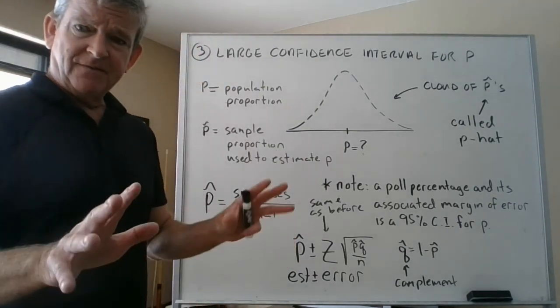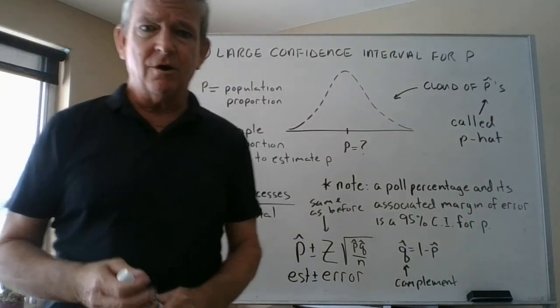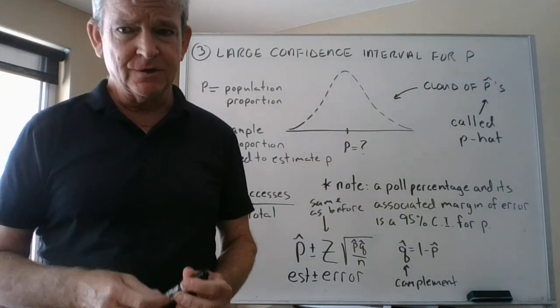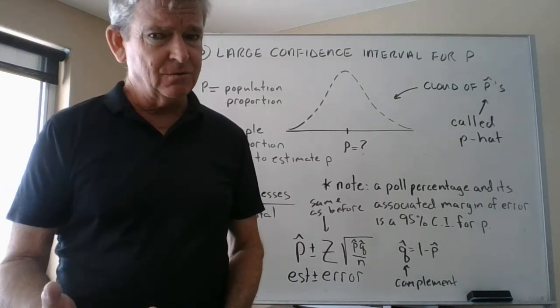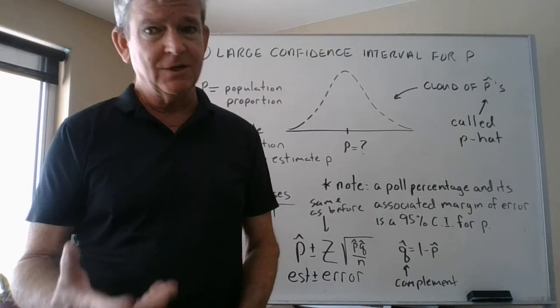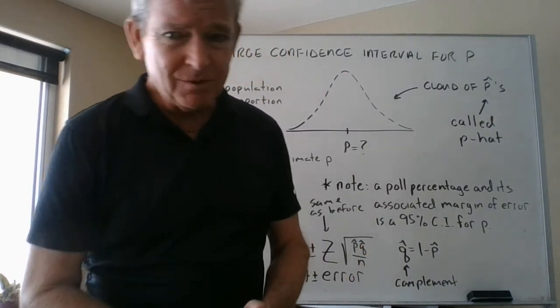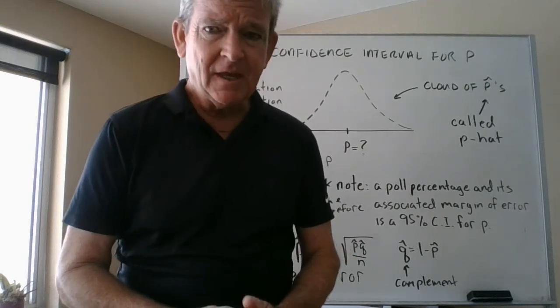All right, I told you 5 topics. This is number 3. It's called a large confidence interval for the proportion. We've been dealing with means the whole time, but you've all read a news poll, I would say in the newspaper, but we don't read newspapers anymore. But you read polls, right?